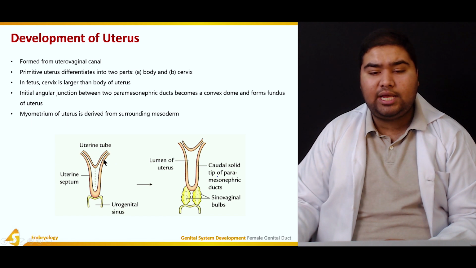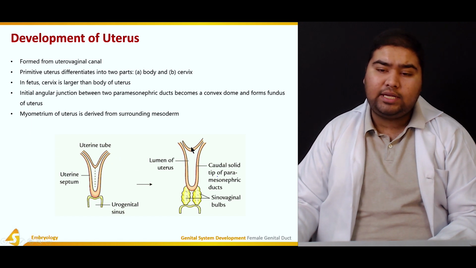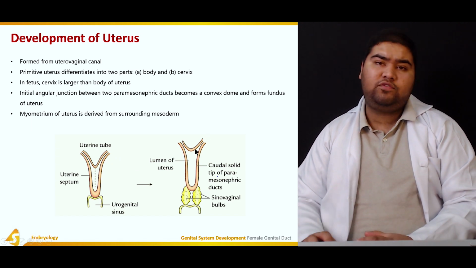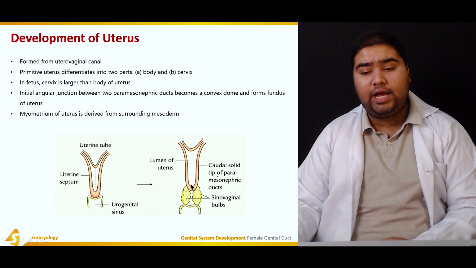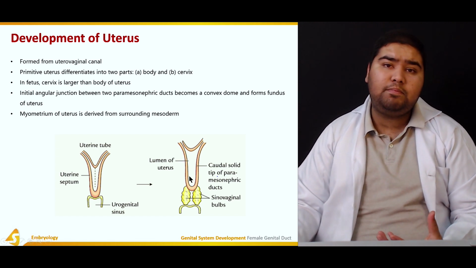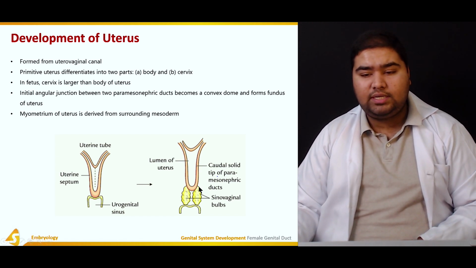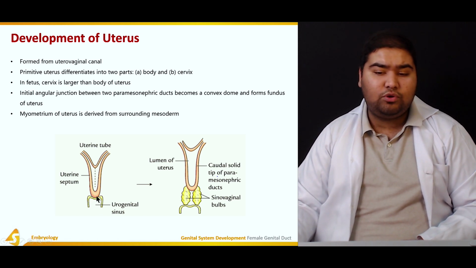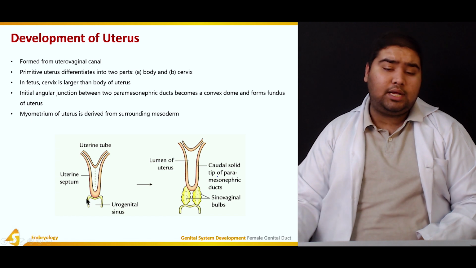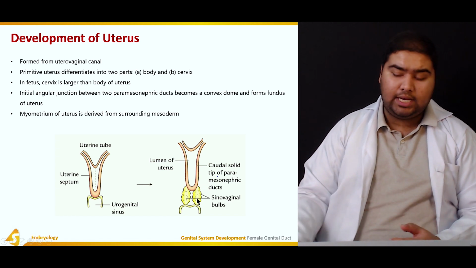The angular junction that lies between the two paramesonephric ducts forms a convex dome, and hence it helps in the formation of the fundus of the uterus. Now the myometrium of the uterus is derived from the mesoderm that surrounds the area. Now what happens, the caudal solid tip of the paramesonephric duct comes in close contact with the urogenital septum and causes the formation of two sino-vaginal bulbs.